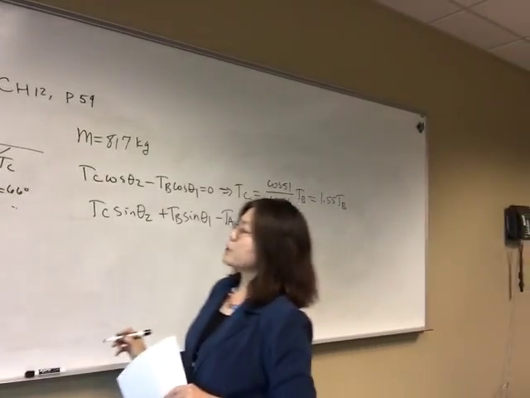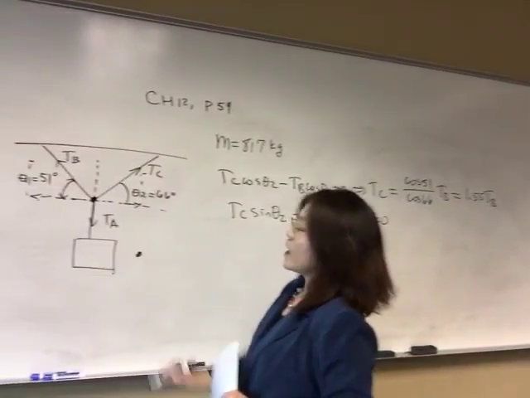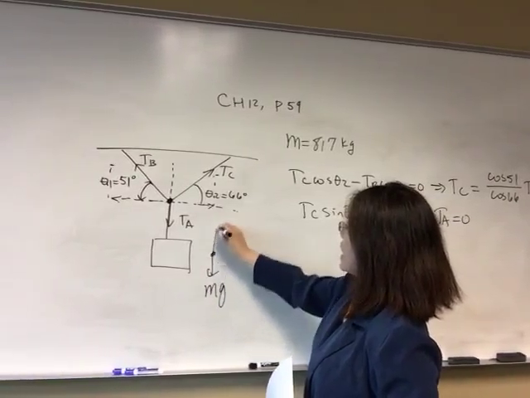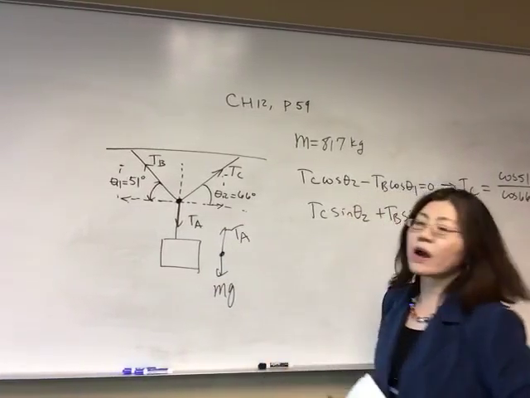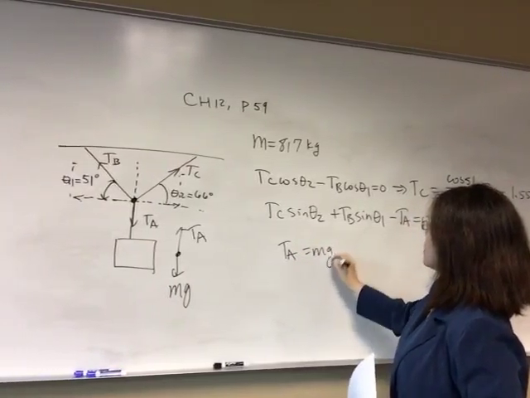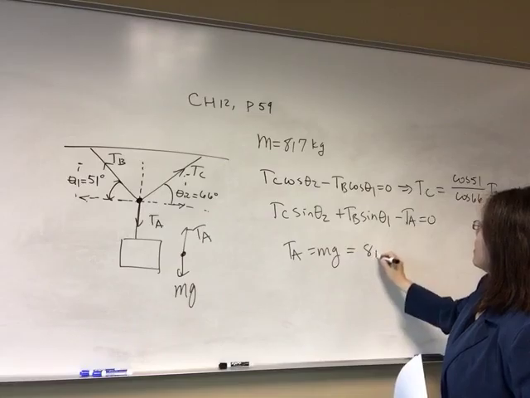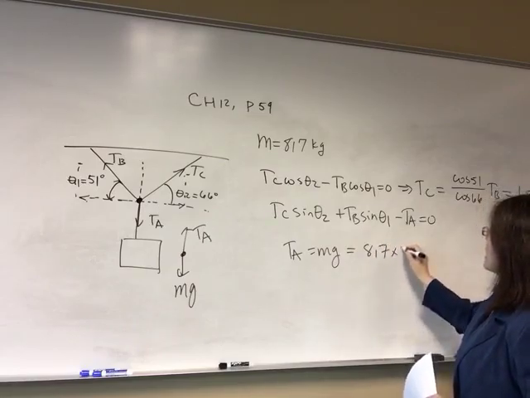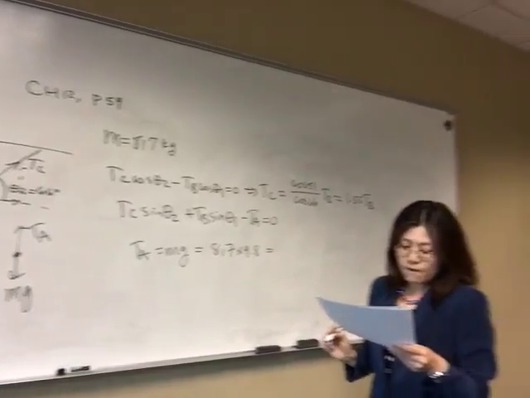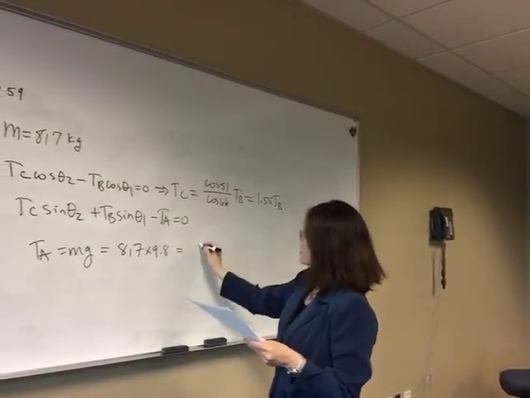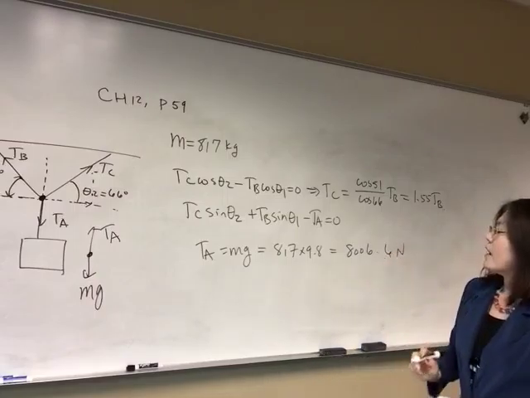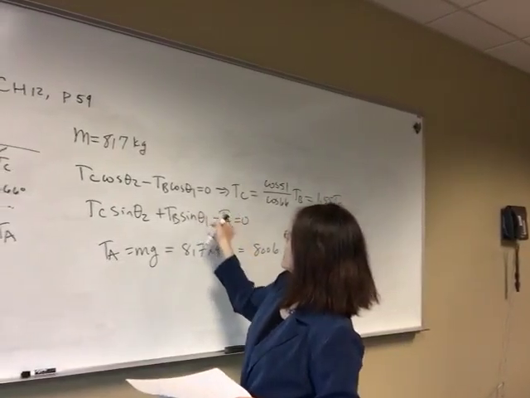We also know that if you draw a free body diagram for this block, this is the mg, and that has to be balanced by TA. So that's how you find your TA. Your TA is just mg, which is the known value: this is your mass times 9.8. So your TA has a magnitude of 8,006.6 Newton.